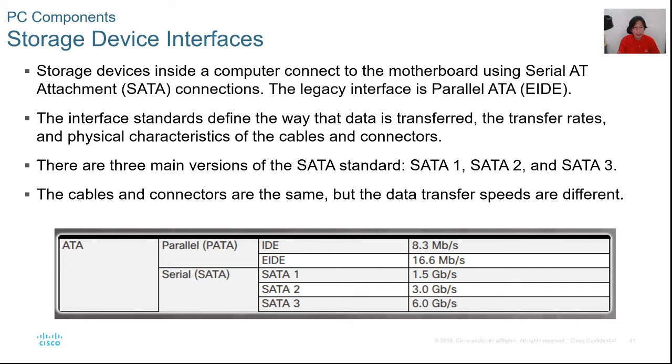SATA 1 allows for a maximum data rate of 1.5 gigabits per second. SATA 2 has 3 gigabits per second, and SATA 3 has 6 gigabits per second. So the higher the speed in terms of the processing, the much faster performance you will have in terms of the communication towards your central processing unit.